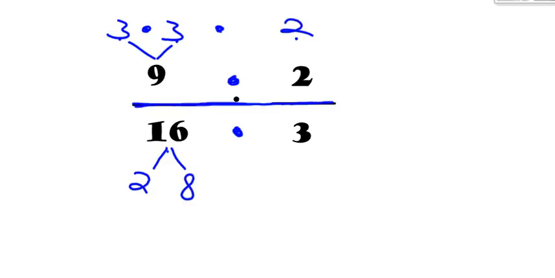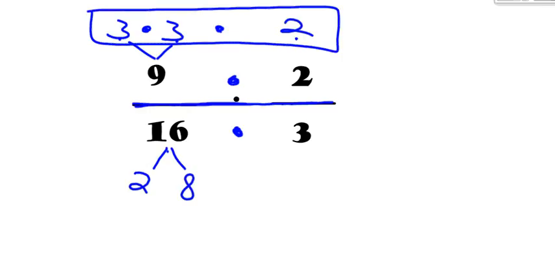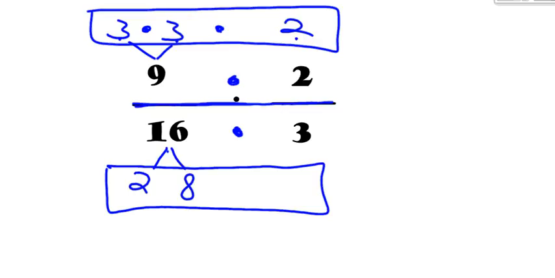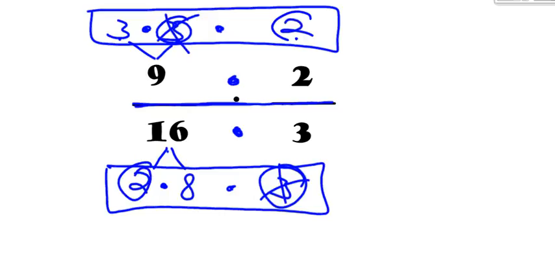And so now on top, I have 3 times 3 times 2, and on the bottom, I have 2 times 8 times 3. Okay, let's match things up. I got a 3 here, I got a 3 here, cross them out, that equals 1. All right, I got a 2 here, got a 2 here, cross them out, that equals 1. And in the end, I'm left with what I need for an answer. I get an answer of 3/8.